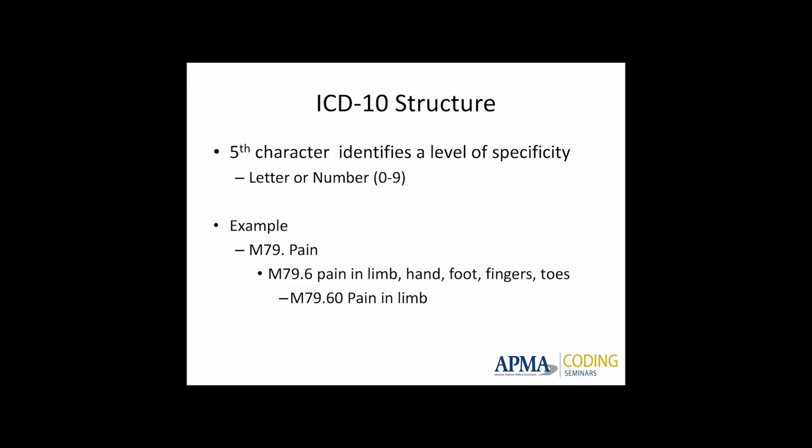So we're isolating it down to where it is. If you go to the 5th character, it becomes more specific. And we said M79.60, pain in limb. Well, now I've gone from the entire body to one of 4 places. So we still haven't said where exactly we're talking about. I've got a limb somewhere.